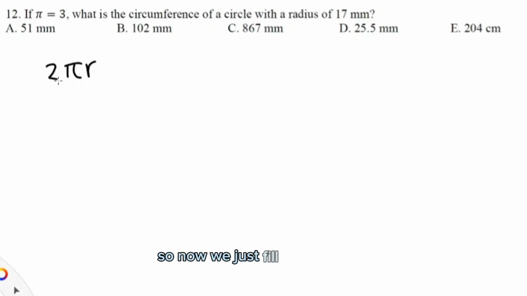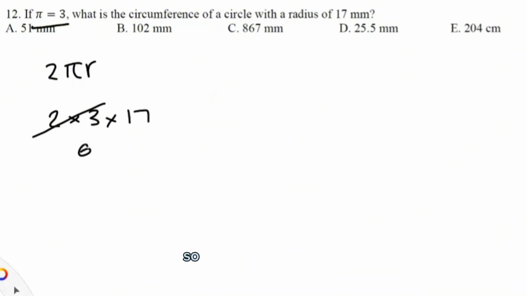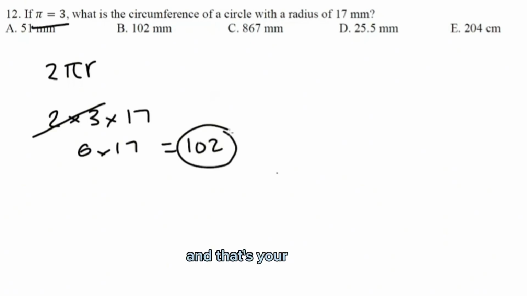Now if we just fill in our values, we can easily solve this. That's 2 times pi, which is 3, because we can see that here, times the radius, which is 17. Alright, so 2 times 3 is 6, so that just becomes 6 times 17. 6 times 17 is 102, and that's your answer.